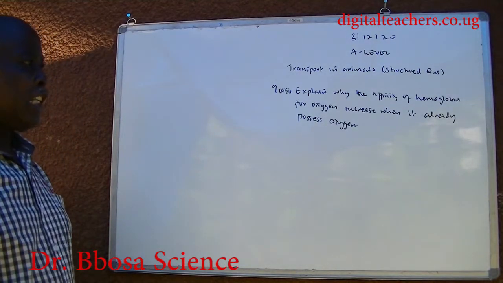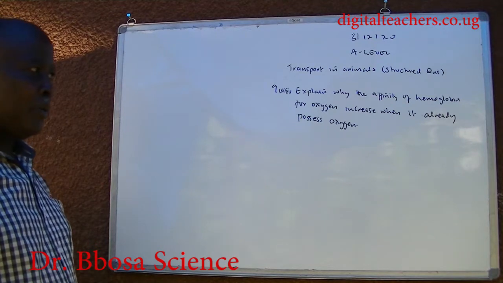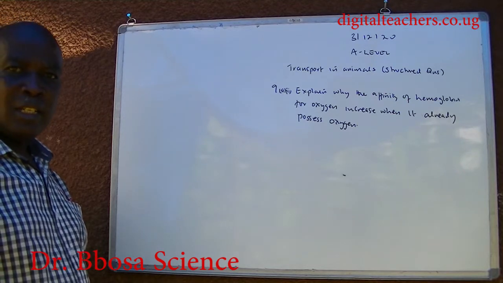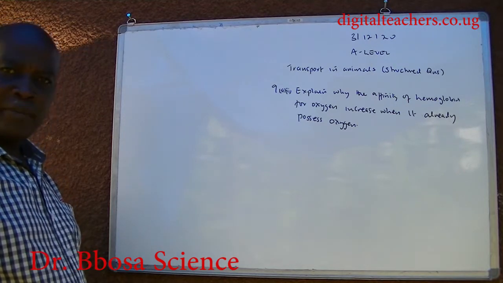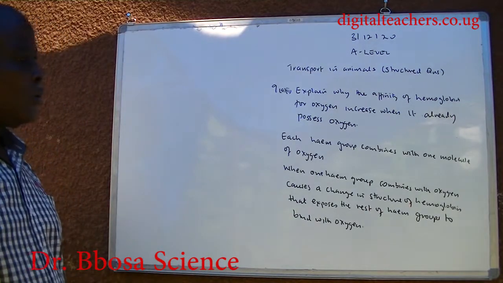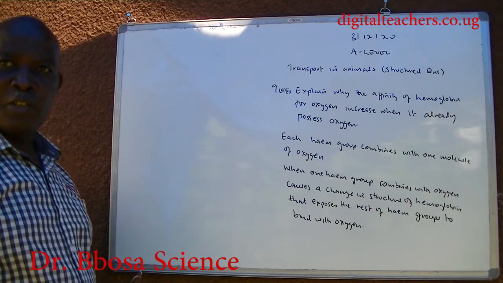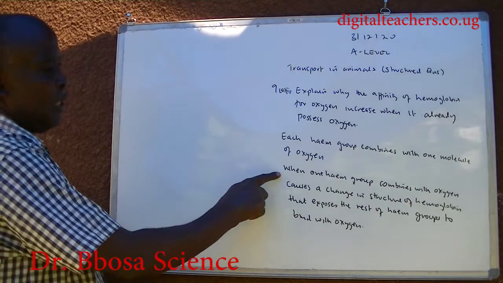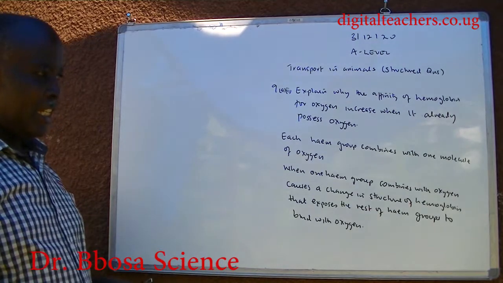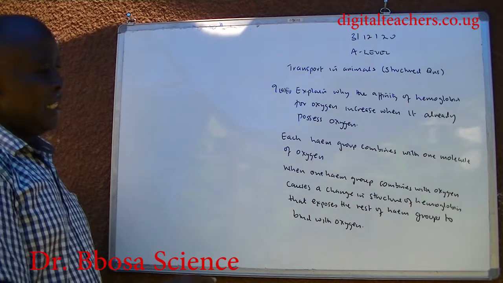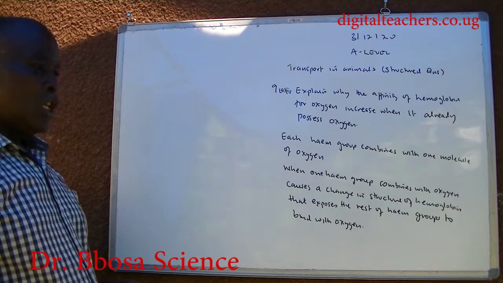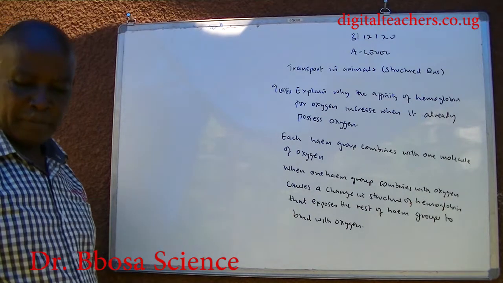9a1, explain why the affinity of hemoglobin for oxygen increases when it already possesses oxygen. You can pause and answer. Each heme group combines with one molecule of oxygen. When one heme group combines with oxygen, it causes a change in the structure of hemoglobin that exposes the rest of the heme groups to bind with oxygen.